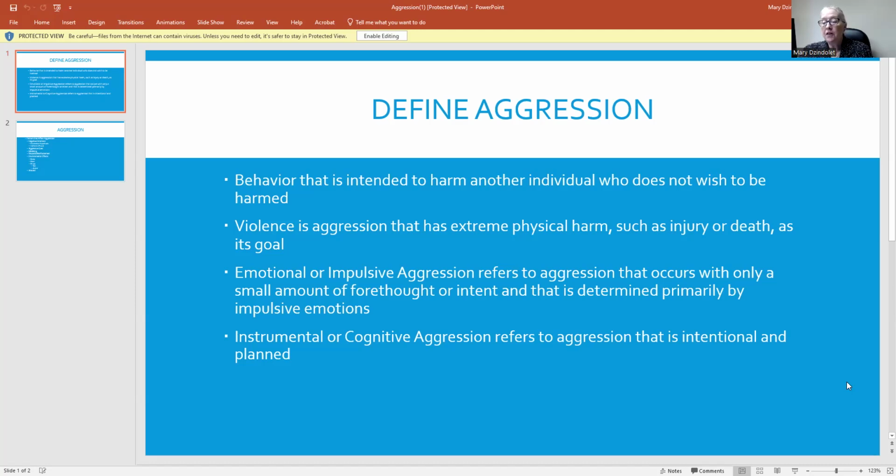So when we talk about defining aggression, I just took this right out of your textbook. Behavior that is intended to harm another person who does not wish to be harmed. That is the definition of aggression.